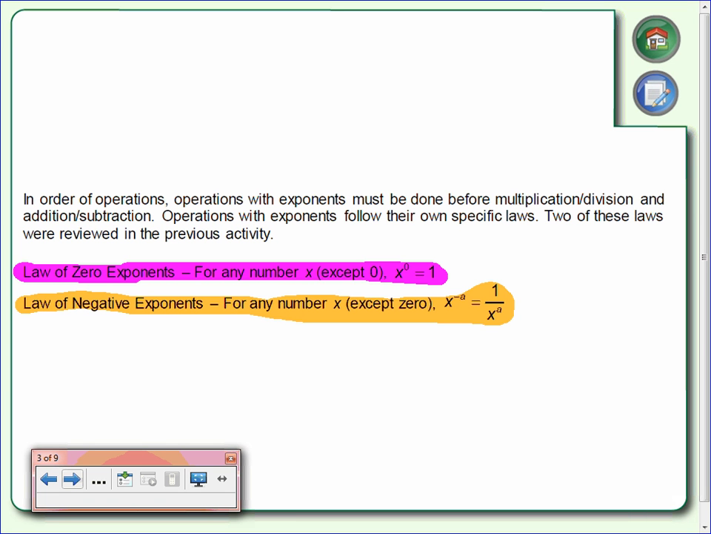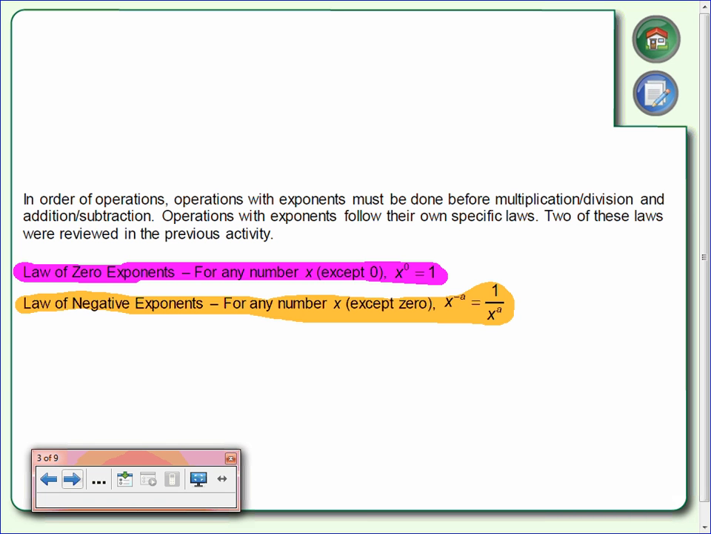Operations with exponents follow their own specific laws. So we've got laws of exponents that we're going to be looking at. Two of these laws were reviewed in the previous activity, which we didn't have a chance to go over. But these are two of the rules, or laws as they call them, that we need to know. The first one I've highlighted, and I need you to make sure you put a star, circle it, underline it, make sure that it stands out, because we'll be using this rule quite a bit.